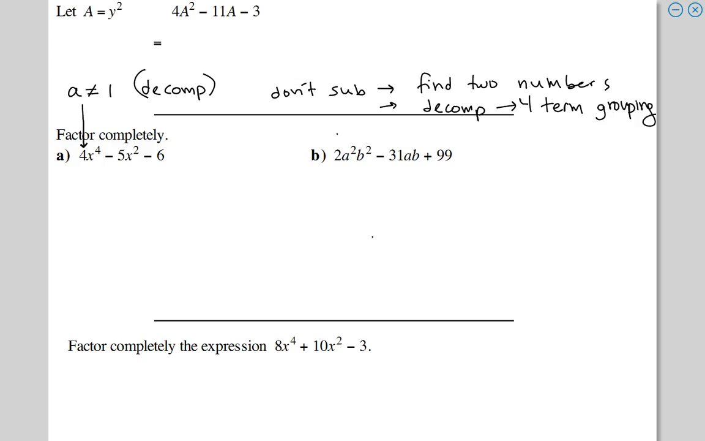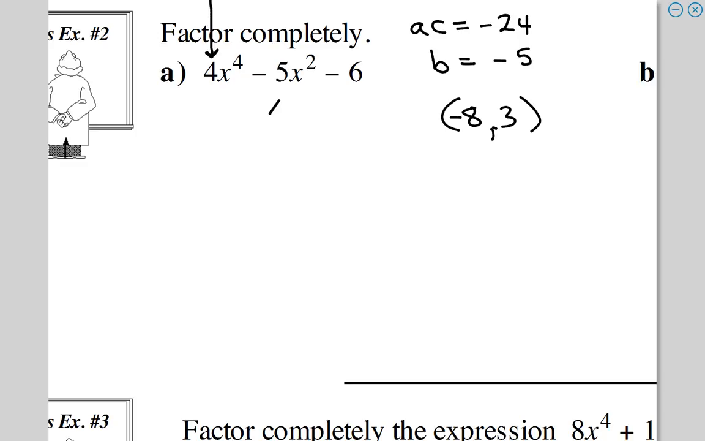Okay, so for the first one, what are we looking for? AC is negative 24, and B is negative 5. So what are the two magic numbers there? 8, 3. Good. Which one's negative? The bigger one. Good. So now we can break it down.